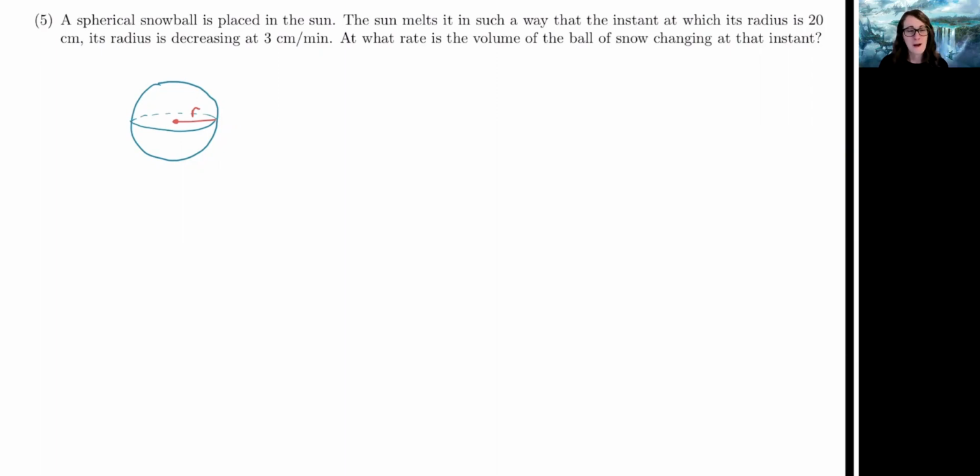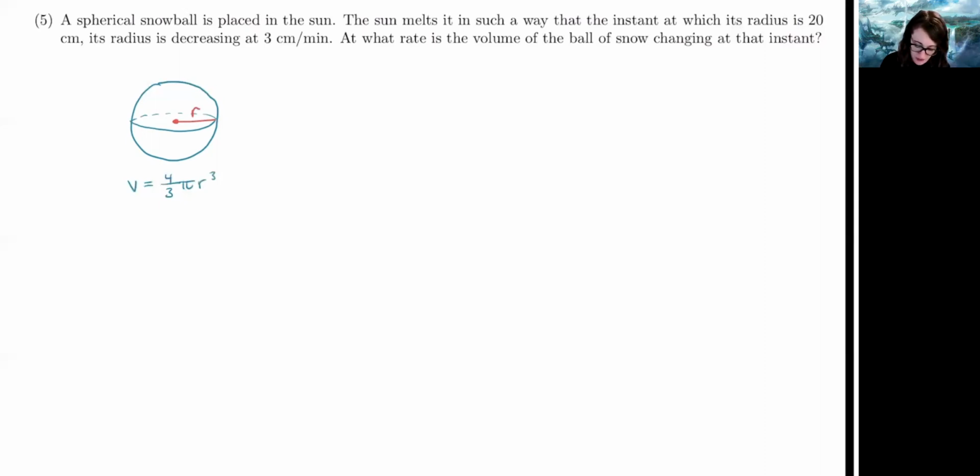Okay, so the things we have are radius. We have a radius decreasing because it's melting. We also have the quantity of volume. And that's really it. So we need something that relates volume of a sphere and radius of a sphere. If you look back at the front page of the related rates questions with our geometric formulas, we know that the volume of a sphere is 4/3 pi r cubed.